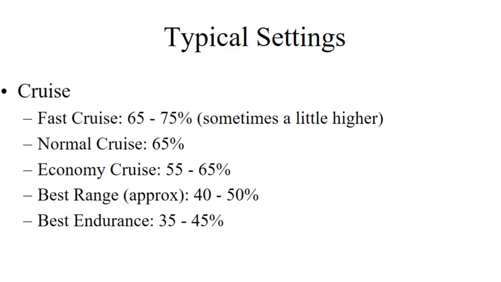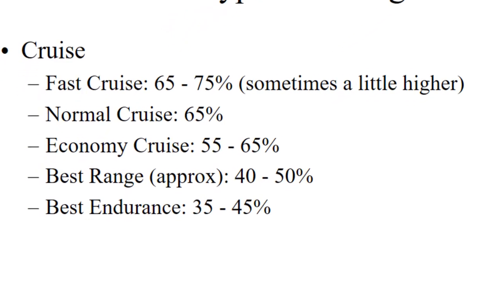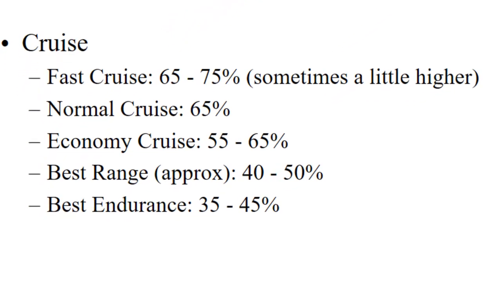Once you get up into a cruise, then you have a bunch of choices open to you. You can push it hard and get up there at 65, 75%. Some books will let you get even up to 78-ish or so. But usually 75 is about as hard as you want to push it. That would be considered a fast cruise. Normally we cruise around 65%. That's a real typical cruise.